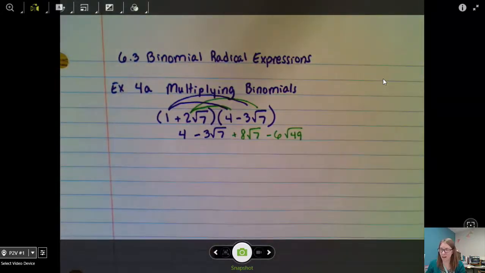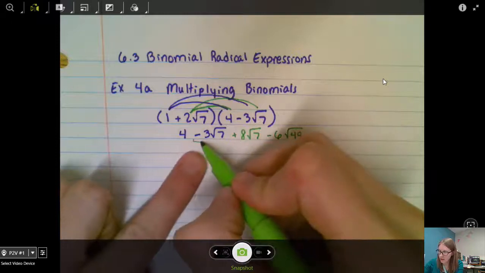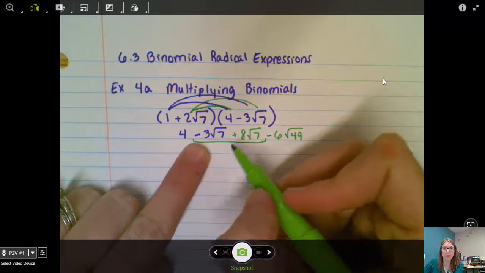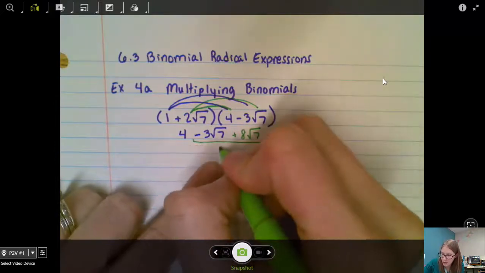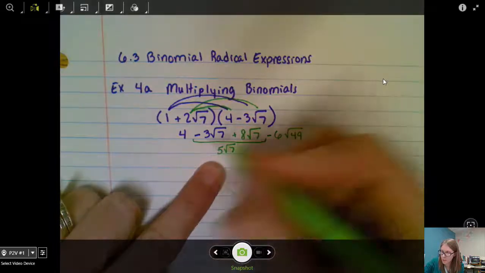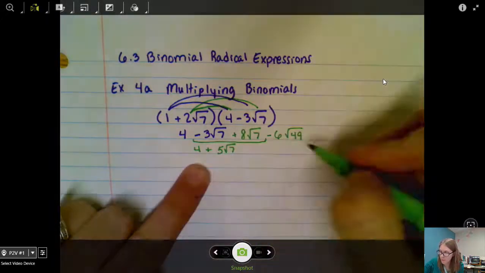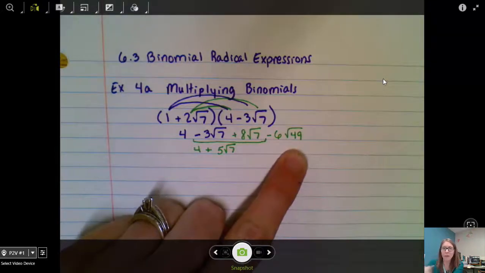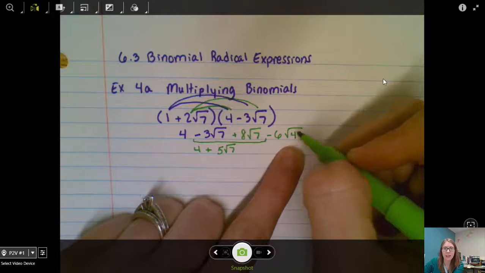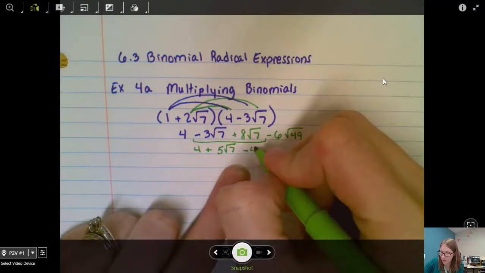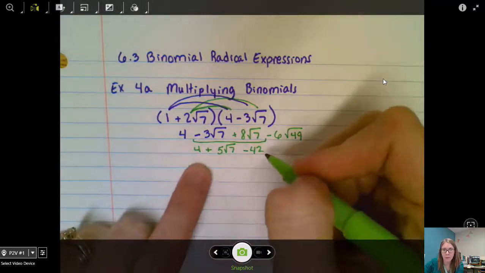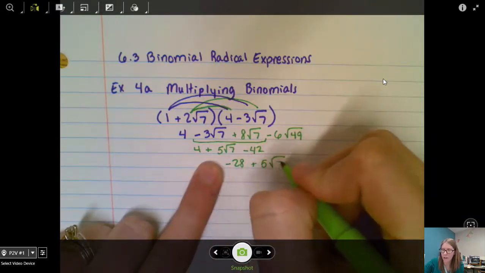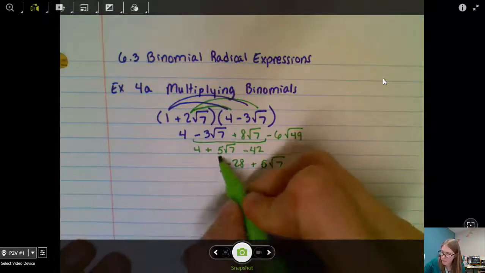Now we just have a little simplifying to do. So the middle terms here, you notice both have a square root of 7. Negative 3 square root of 7 plus 8 square root of 7 is 5 square root of 7. Bring down the 4. But then over here, negative 6 square root of 49, the square root of 49 is 7. 7 times negative 6 is negative 42. So then 4 minus 42 is negative 28. Plus 5 square root of 7. And that is my answer.